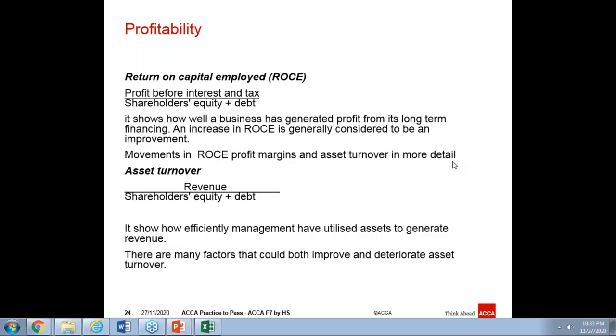Total asset less current liability. I don't have the time to explain why we should not use total asset minus current liability. I will explain it to you in detail. If you want, you can contact me on WhatsApp. But from the exam point of view, you have to use the formula of total equity plus non-current liability that includes interest-bearing debt only for the calculation of capital employed.